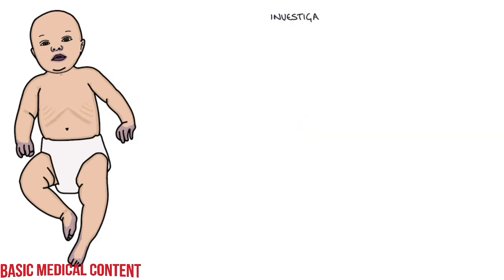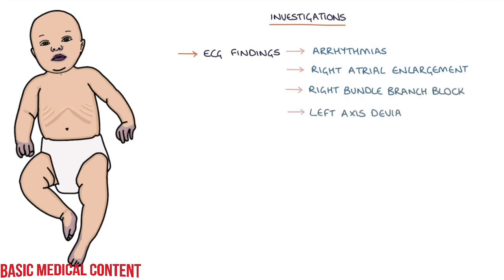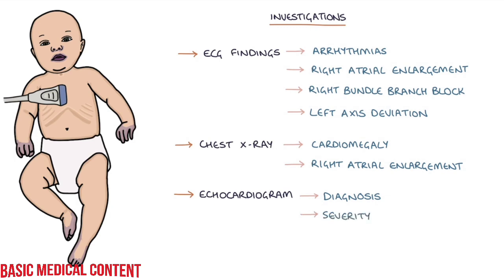Let's talk about investigations. There are a few ECG findings, and these may include arrhythmias, right atrial enlargement, right bundle branch block, and left axis deviation. Chest X-ray findings might include cardiomegaly and right atrial enlargement. And an echocardiogram is the investigation of choice for confirming the diagnosis and assessing the severity.